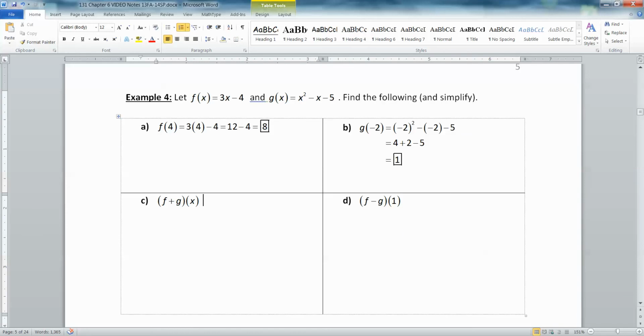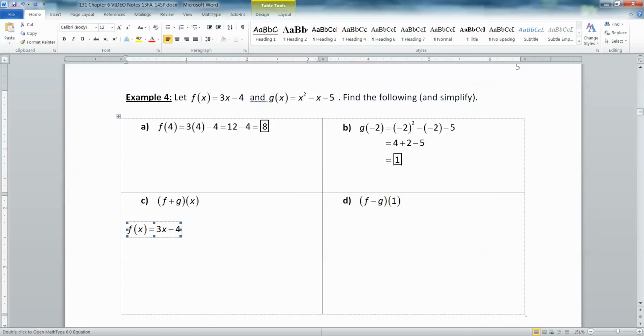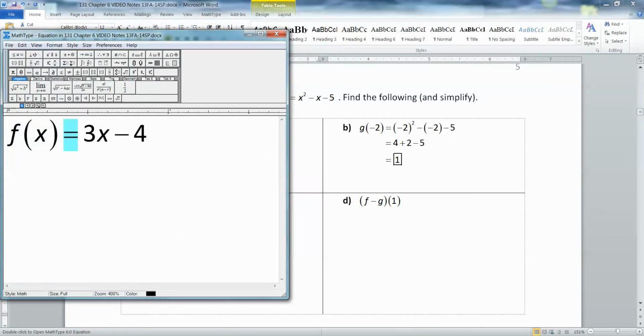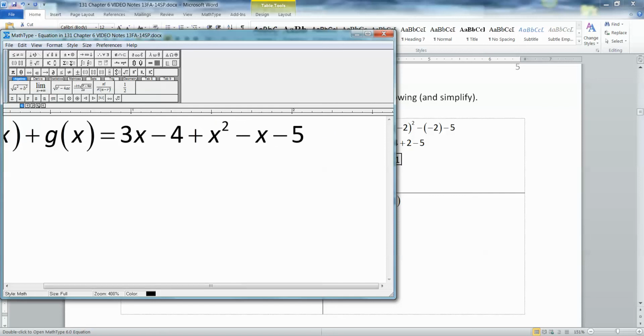All right, now we're going to be finding the generic function for f plus g of x. So let me bring that down here. I want to take f of x, and I want to add to it g of x. That would be equal to 3x minus 4, plus the other function, which was x squared minus x minus 5.